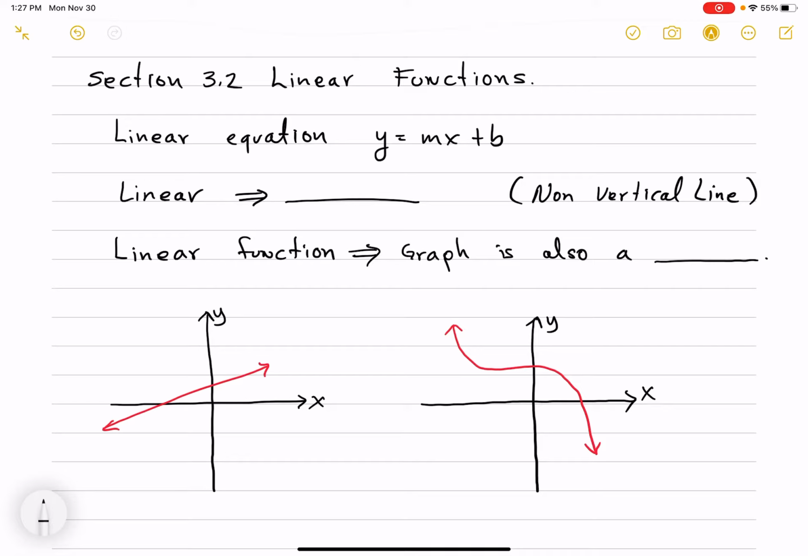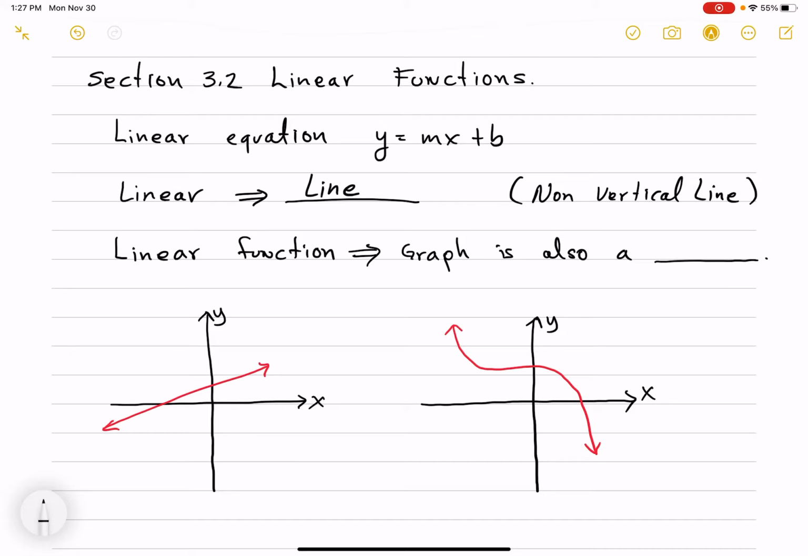So a linear equation has the form y equals mx plus b, where m and b are constant numbers. That's just the way a linear equation looks. Linear comes from the word line. And so the graph of a linear equation, the graph of a linear function, they're lines.